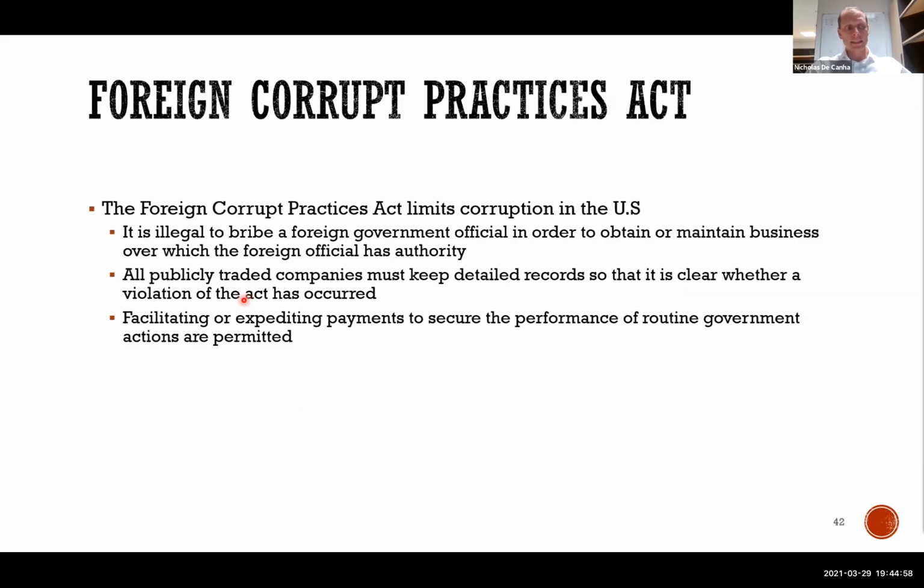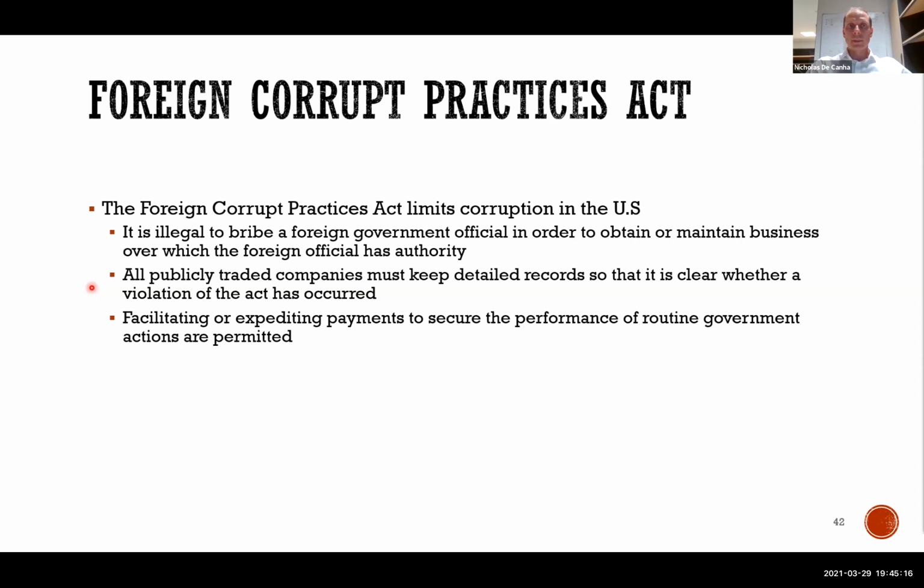There is an important act. If you only know one act from the book, it's this one, the Foreign Corrupt Practices Act. Any company that wants to do business in the United States cannot do any of this. So it's illegal to bribe a foreign official.